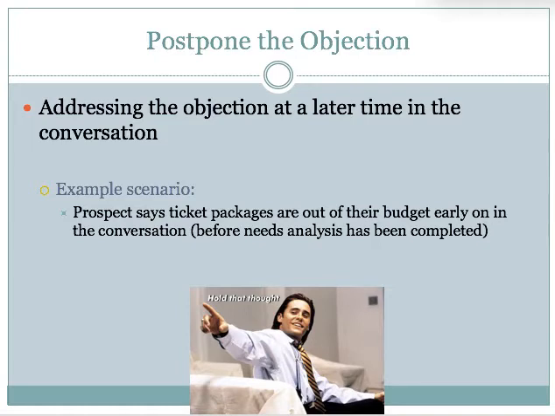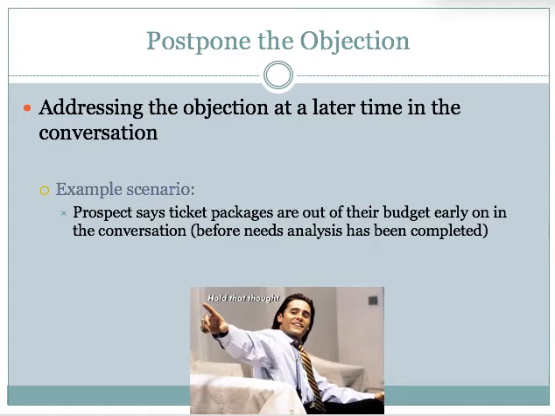Okay, another approach to overcoming the objection is simply to postpone the objection, right? So basically, this just means you're going to address that objection at a later time in the conversation. The example scenario I gave here was a prospect says ticket packages are out of their budget early on in the conversation, right? So before you've even had a chance to ask them questions or conduct that needs analysis.